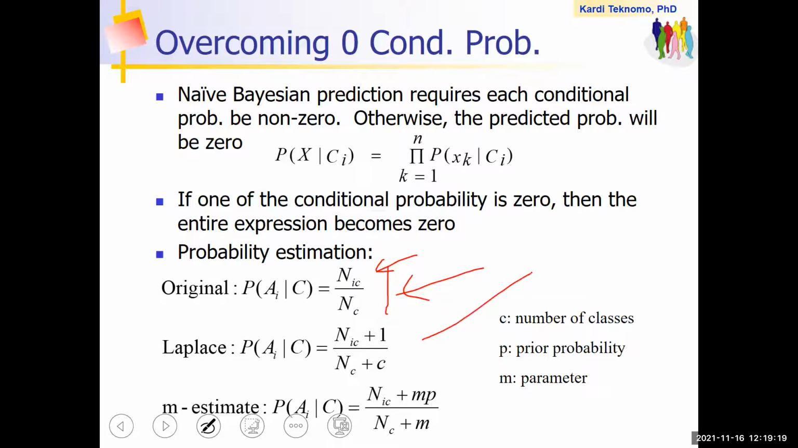One approach is to use the Laplace approach. We just add one to Nic, and then to the denominator you add C, where C is the number of classes. Another technique is to add M times P, where M is the number of parameters and P is the prior probability. So these are several ways to overcome the zero conditional probability. This is not really correct, but it overcomes the weakness.